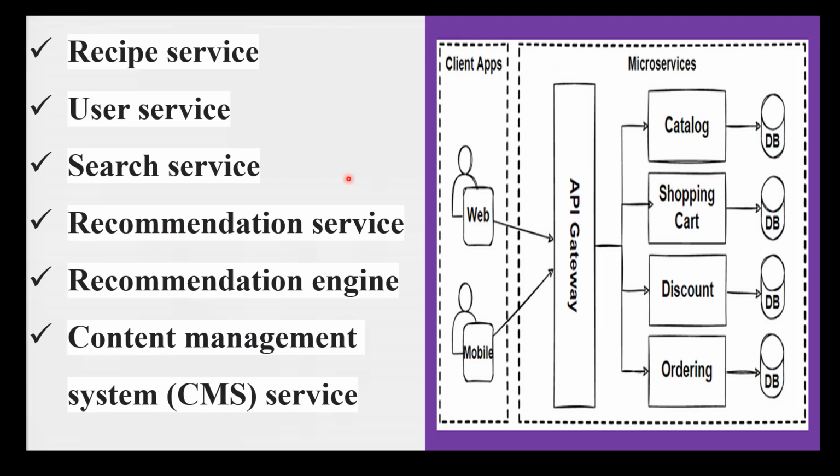So what are microservices? In simple technical terms, microservices are a way to design and develop software applications by breaking down a large and complex application into smaller independently deployable services. And here each service is responsible for a specific functionality of the application and communicates with other services through APIs.